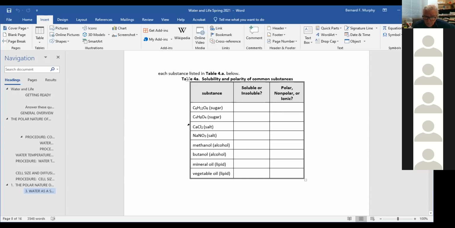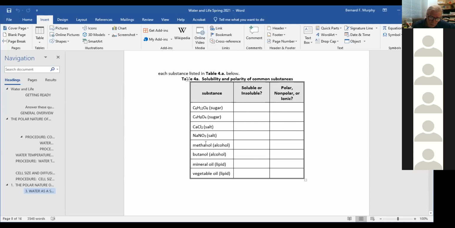Salts, calcium chloride and sodium nitrate. Now, here again, the nitrogen is making an ionic bond here. And so they break apart in water, so salts are soluble, and they would be ionic. These two are ionic.